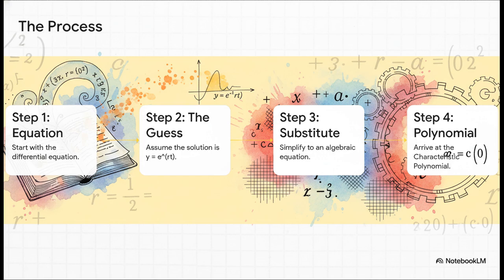So let's just break that process down one more time. You start with your differential equation. You make that golden guess, y equals e to the rt. You substitute it in, and what happens is that the derivatives just magically become powers of r. What you're left with is a clean, simple polynomial all ready for you to solve.